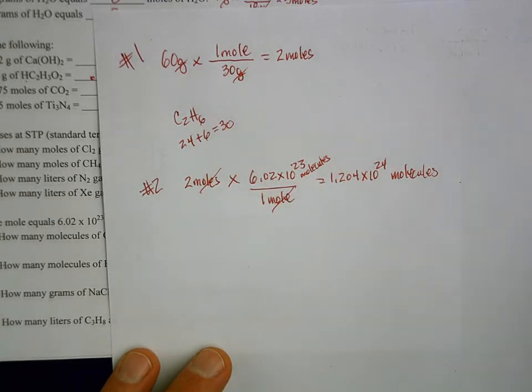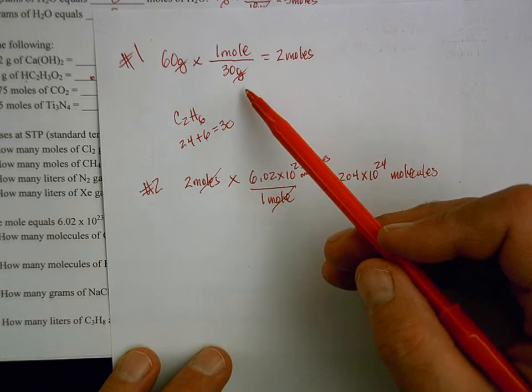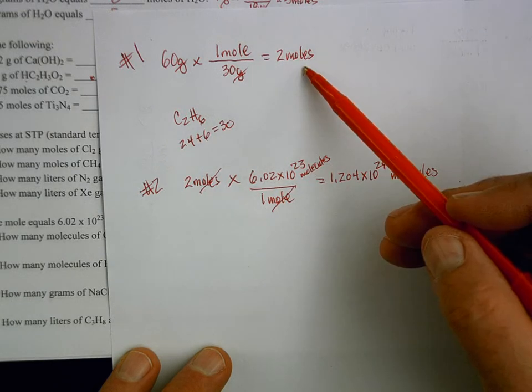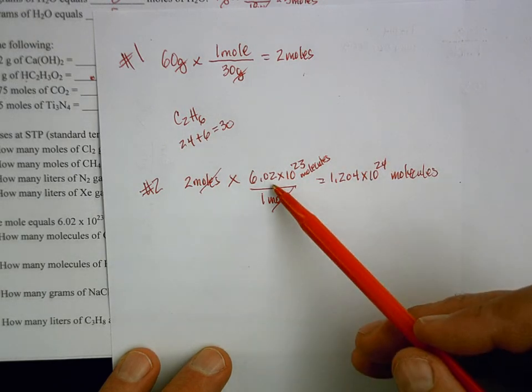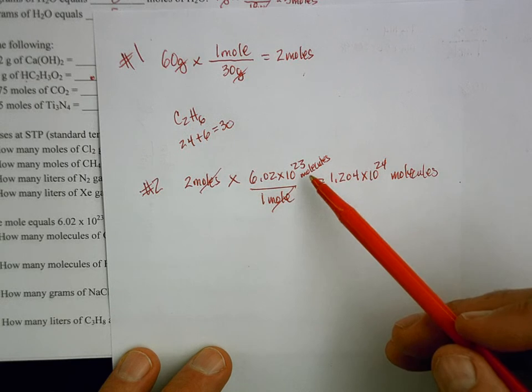So anytime I have a problem that does not actually have the word moles in the question, either in what I already know or in what I want to find out, it's going to take 2 steps. So 60 grams divided by the 30 gave me the 2 moles, and then the 2 moles times the 6.02. It's always going to be the 6.02 number when I'm talking about atoms, molecules, formula units, which is what the book uses for ionic compounds.